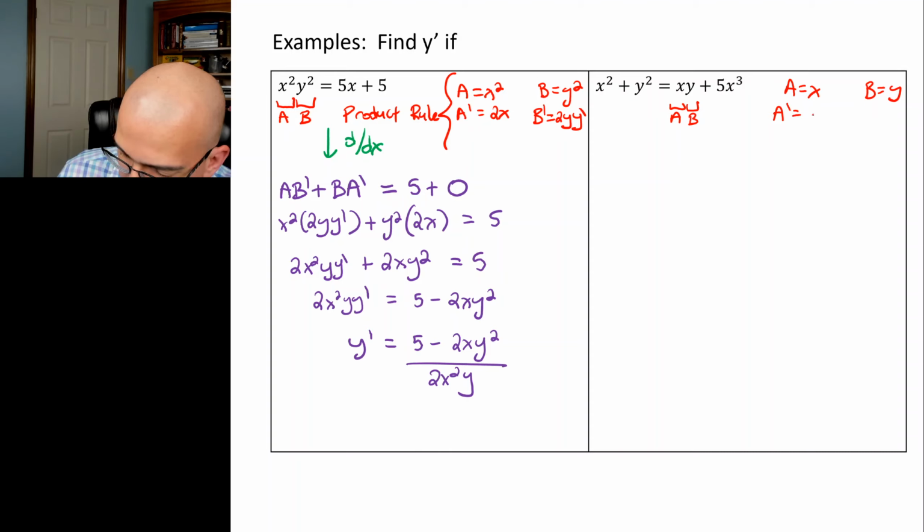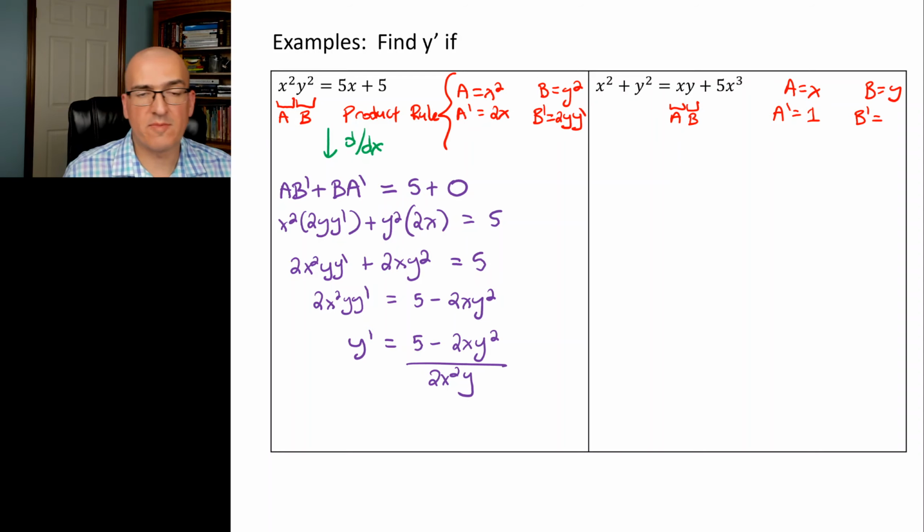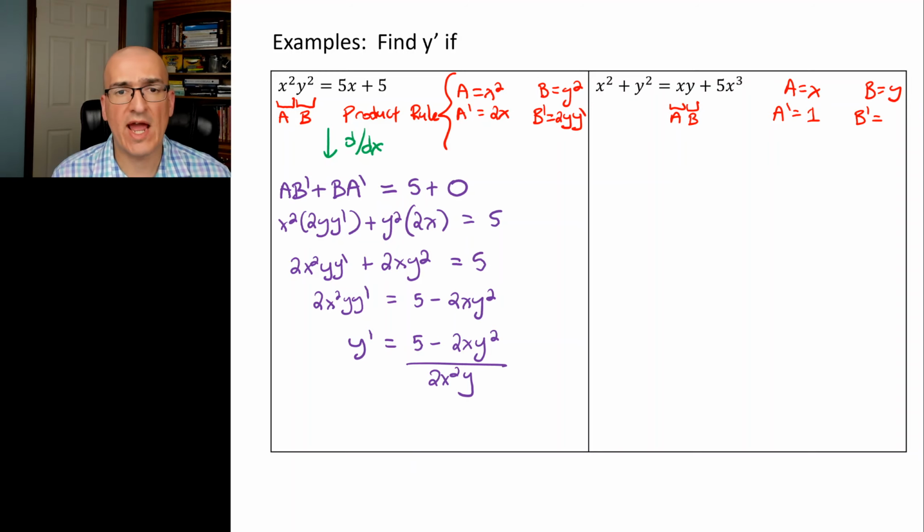A prime, the derivative of 1 times x is 1. What's B prime? There's a few ways you can think about this. If I ask you what is the derivative of f, you'd hopefully tell me f prime. If I ask you what is the derivative of w, you'd hopefully say w prime. What's the derivative of y? Y prime. That's one way to think about it.